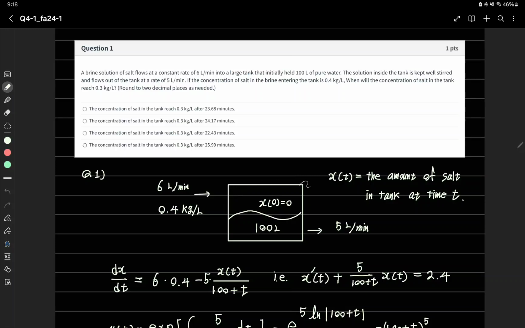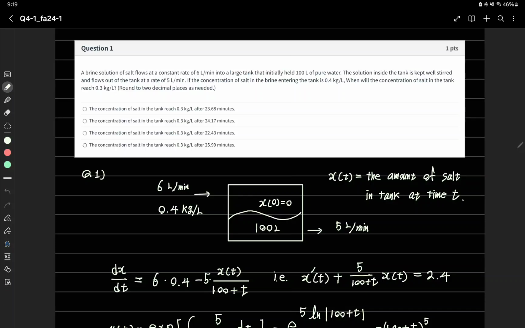So the 100 liters of pure water is in the tank, and then 6 liters per minute is the flow rate of the brine solution of salt coming in, and then 5 liters per minute is the flow rate out of the brine solution of salt. And the concentration of the solution is 0.4 kilogram per liter for the flow rate in. So the question is to figure out when the concentration of salt in the tank will reach 0.3 kilogram per liter.